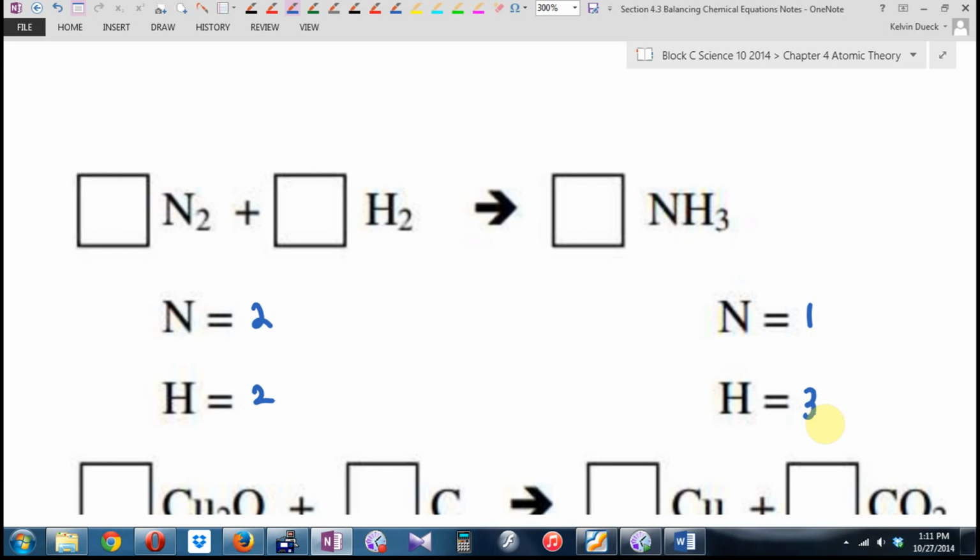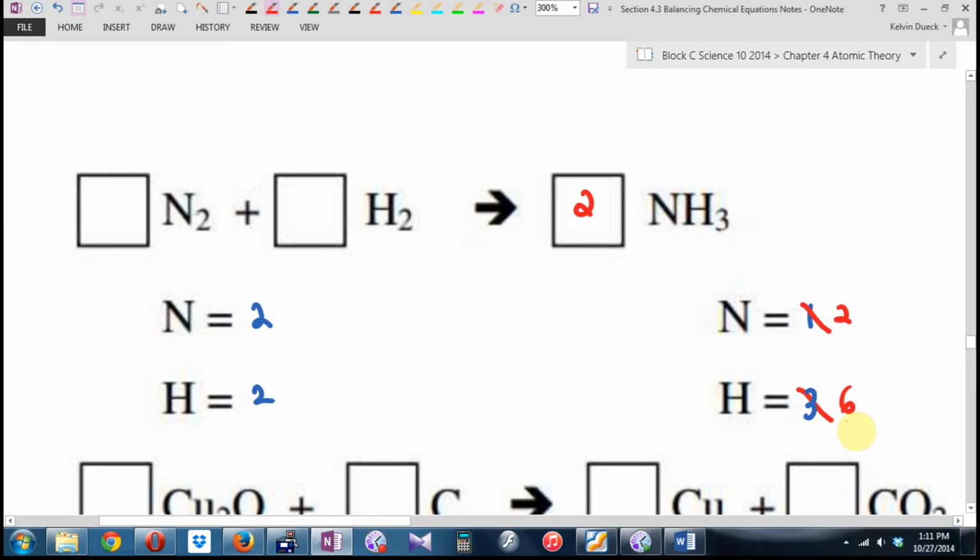How many N's on the left? How many on the right? I can fix that by temporarily putting a 2 there. Now, careful, as soon as you do that, change. That becomes a 2, that becomes a... Okay. Are my nitrogens balanced? Yes.